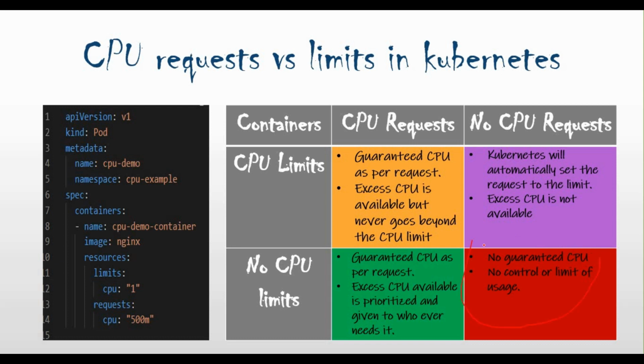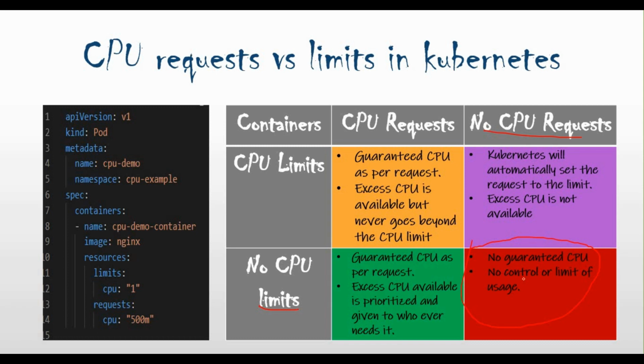If you don't have CPU requests and no limit, right? So if you don't set that, there is no guarantee that your container will get this much CPU. It's random; Kubernetes itself will allocate something based on the node's availability. But the problem here is there is no control of the usage, right? So if your application heavily utilizes the CPUs, your whole node is getting used for it, and your application performance will be impacted.